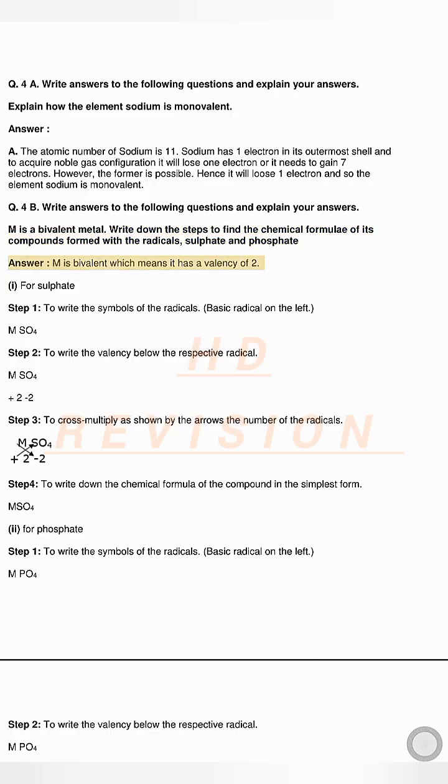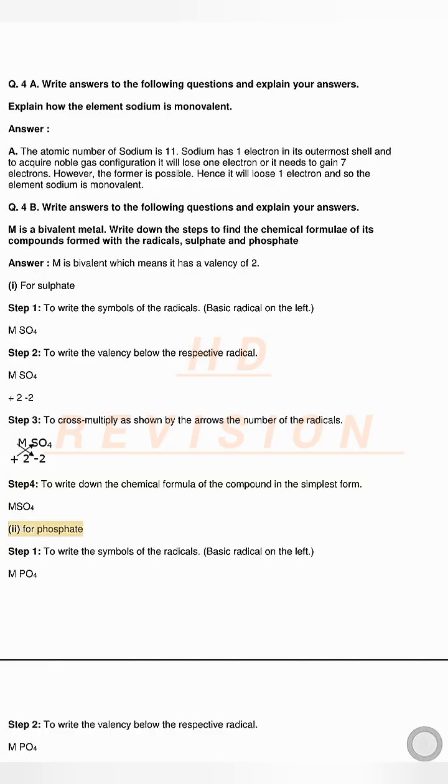Answer. M is bivalent, which means it has a valency of 2. I for sulfate. Step 1. To write the symbols of the radicals. Basic radical on the left. MSO4. Step 2. To write the valency below the respective radical. MSO4, plus 2, minus 2. Step 3. To cross-multiply as shown by the arrows the number of the radicals. Step 4. To write down the chemical formula of the compound in the simplest form.